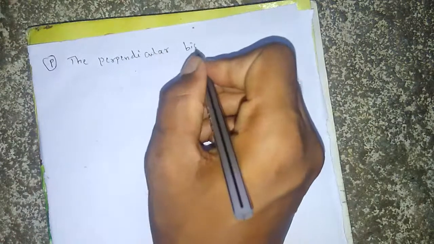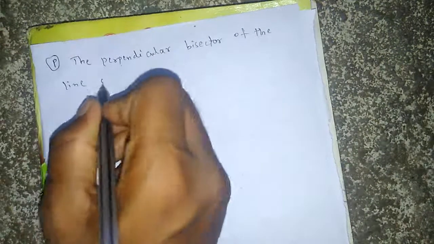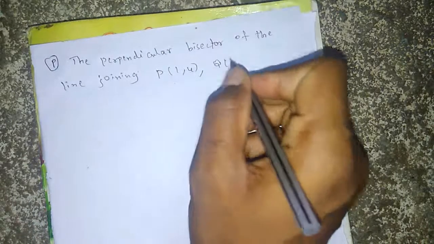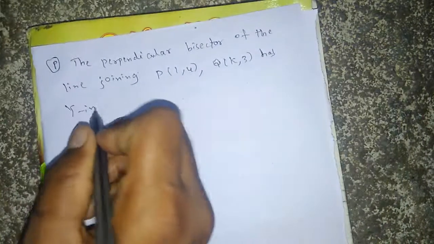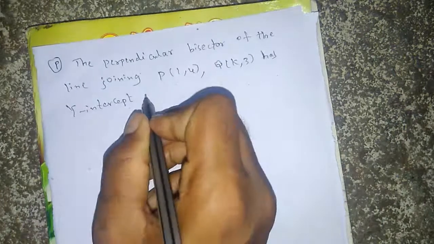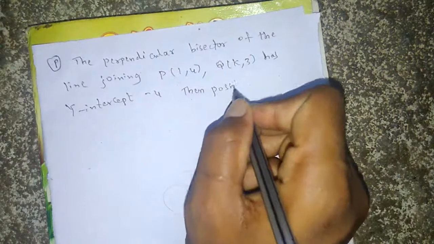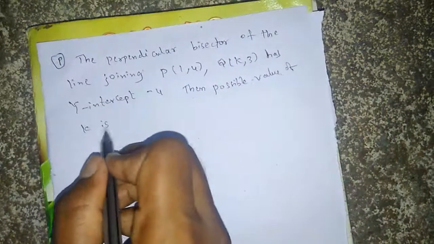Next problem: the perpendicular bisector of the line joining P(1, 4) and Q(k, 3) has y-intercept minus 4, then the possible value of k is.